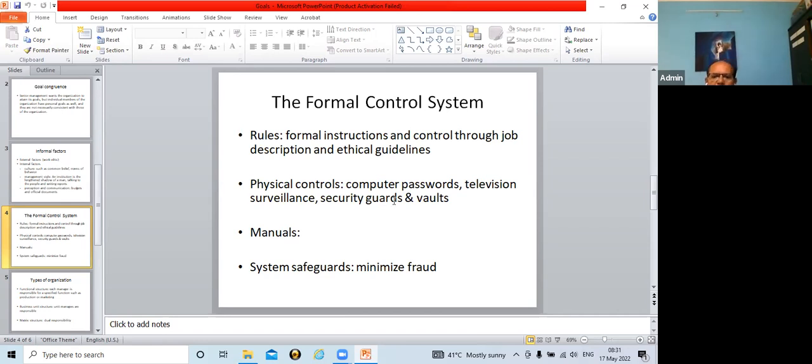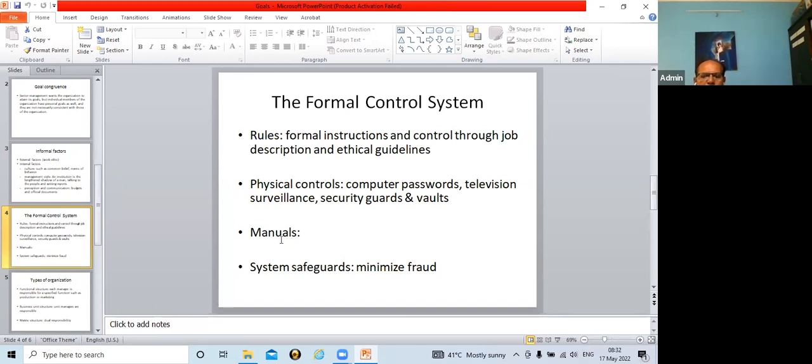That security will ask the person to sign in the register, and if a new person is coming inside the campus, he will ask, and security will verify his identification, maybe a driving license or PAN card, Aadhaar card. This kind of information is checked by security guards and vaults. So these are some physical controls. Do remember, these are the formal control system: rules, physical control.